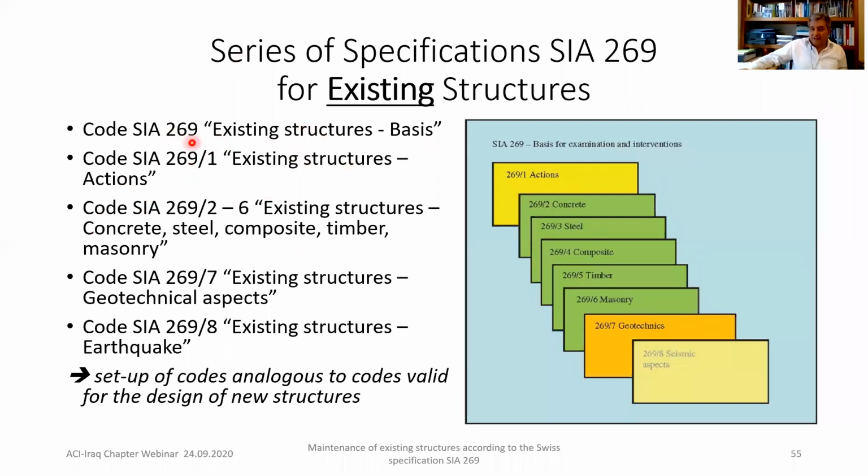The first one is the basic. Number one is for existing structure and action. That means loading. We call loading action in Switzerland. And from 2 to 6, we are talking about the existing structure for concrete, steel, composite, timber, and masonry. Then number 7 is for geotechnique. Number 8, this design code for the earthquake, the existing structure with earthquakes. And it came later, came at the end of 2017. So this is the family of this code.